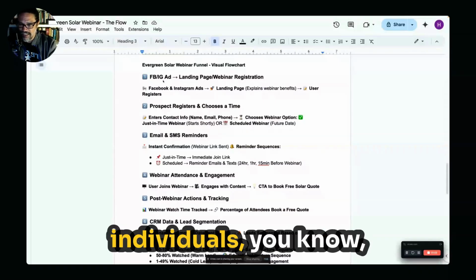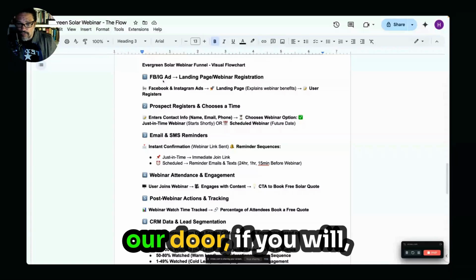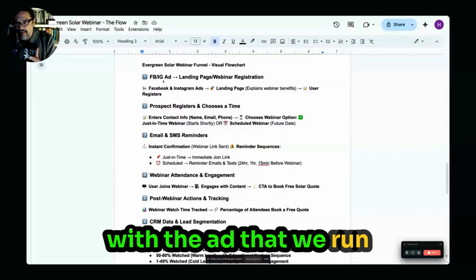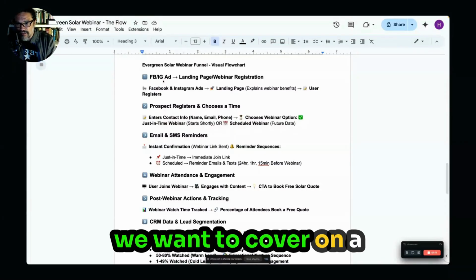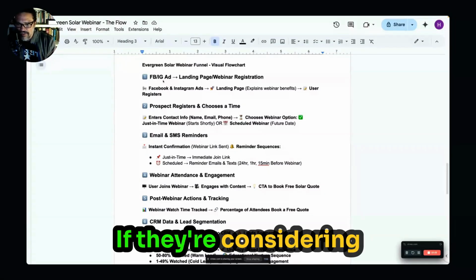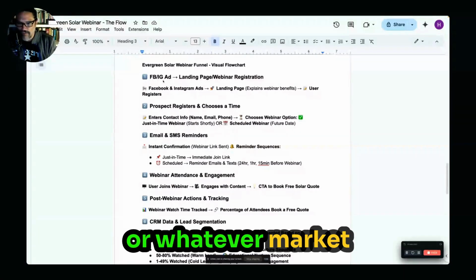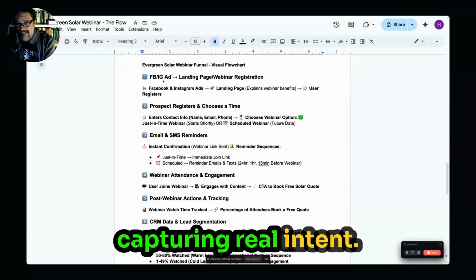We're attracting individuals to kind of go through our door, if you will, with the ad that we run, specific to a certain market, highlighting some key points that we want to cover on a free information share, no obligation. If they're considering going solar in the Inland Empire, or whatever market of the country, we're leading with that and capturing real intent.